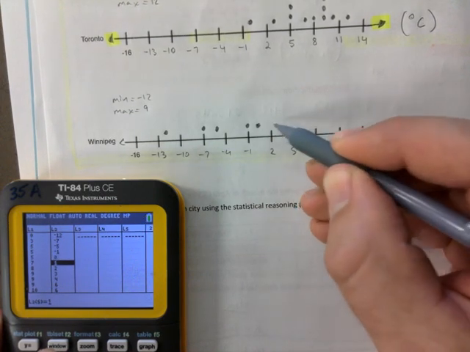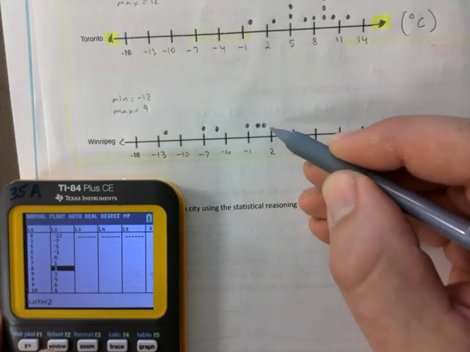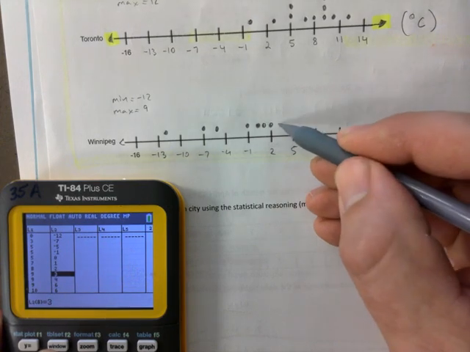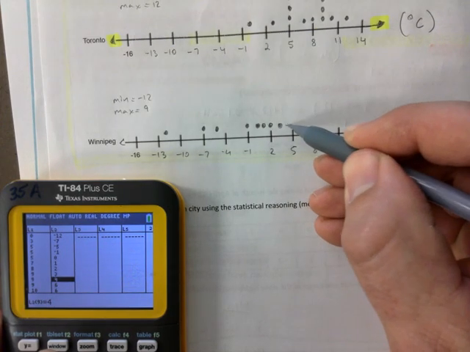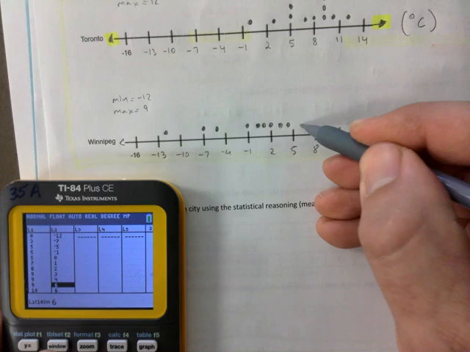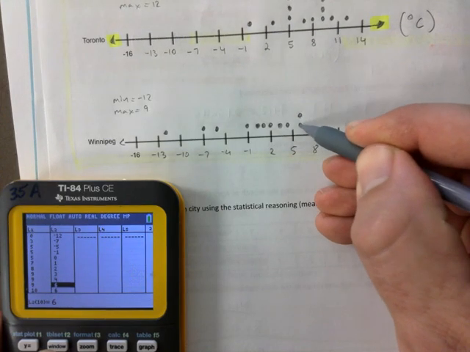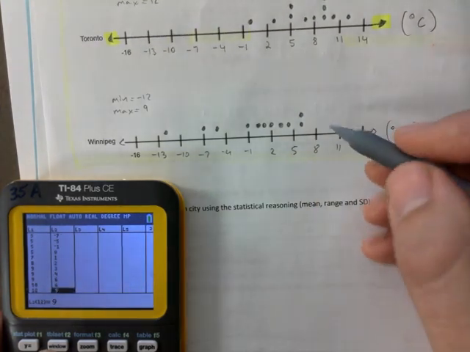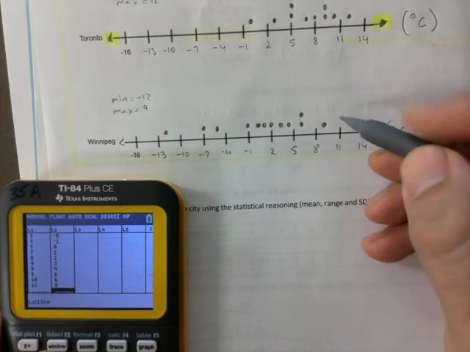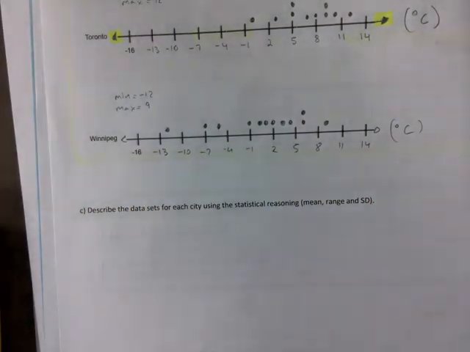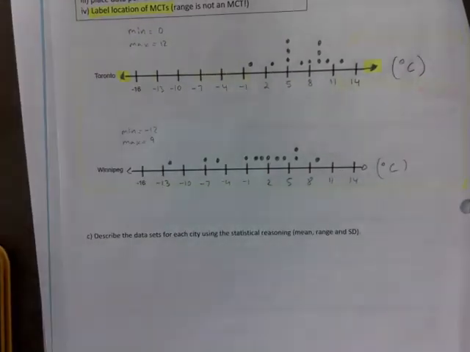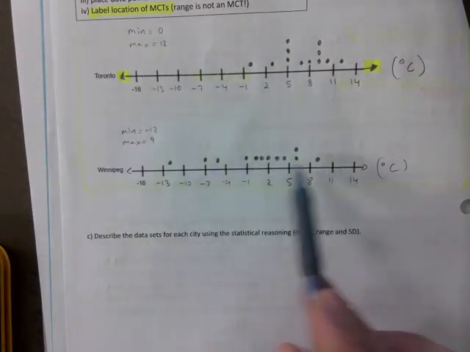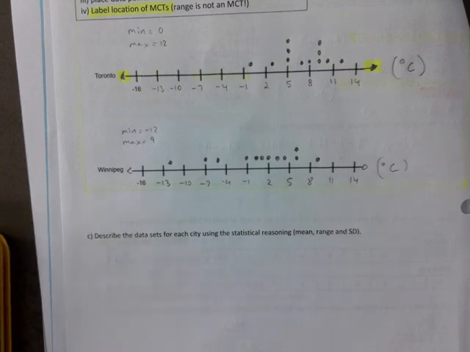0. 1. 2. 3. 4. 6 and 6. 9. That's it. Can you tell that it's spread out? Can definitely tell it's a bit more spread out.